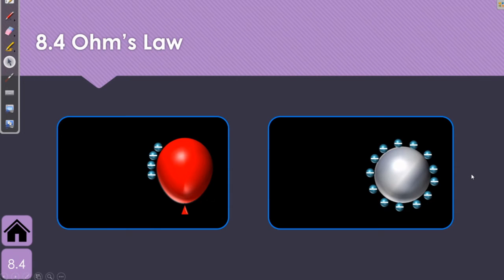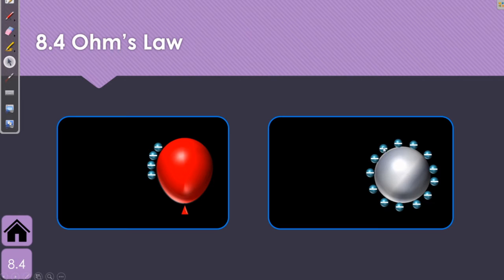So here we have two objects with some electric charges placed on them. One is a rubber balloon. Rubber is not a good conductor. It's what we call an insulator. So when the electric charges are placed on the balloon, they tend to just kind of stay where they are. They're not going to spread out and move around the balloon.